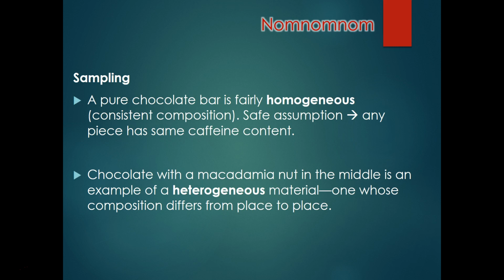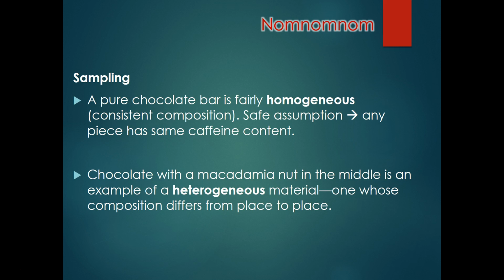Instead of being able to take one representative piece like in a Hershey bar, if you had one of these chocolate nut bars, or like a Twix or a Snickers or anything like that, you might actually have to take 5 or 6 samples from across the bar to get a representative, quote-unquote, sample. So those are two very different scenarios.